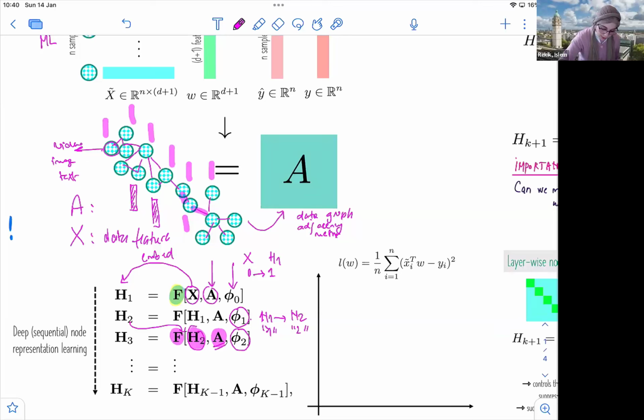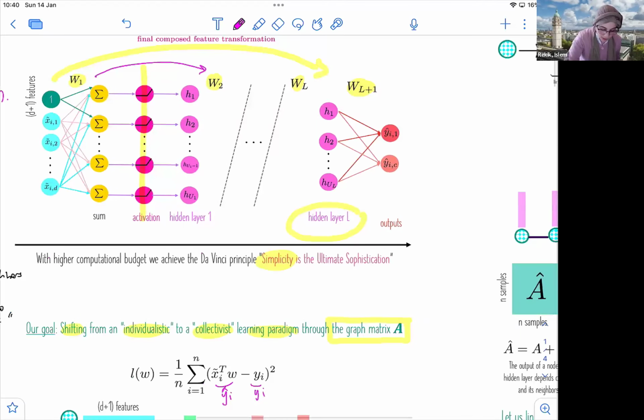Okay, so at the end of this deep neural network, we are going to get a very powerful representation in layer K, so HK, of all nodes in the graph. So this is a deep sequential node representation learning, or embedding, okay? So this is exactly what we do in conventional neural networks, right? So we're trying to learn these embeddings. So here we have H1, and here we have H in the final layer L, right? So these are the representations that we're learning.